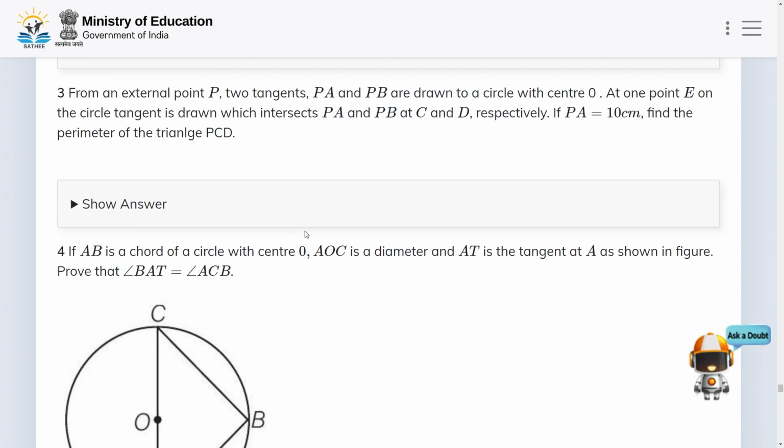Now let us move to the next problem. In the next problem, from an external point P, two tangents PA and PB are drawn to a circle with center O.